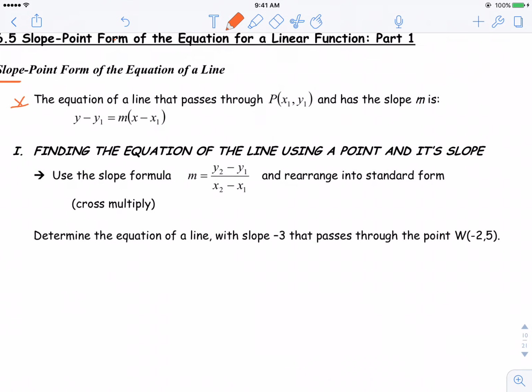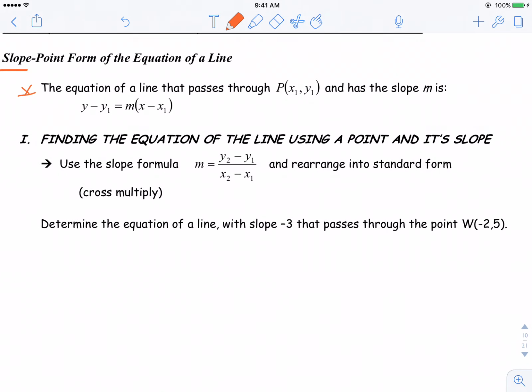So number 1 here, finding the equation of the line using the point and its slope. So use the slope formula, m is equal to y2 minus y1 over x2 minus x1, and rearrange into standard form. In order to do that, you're going to have to cross multiply. I'll show you that in a moment.